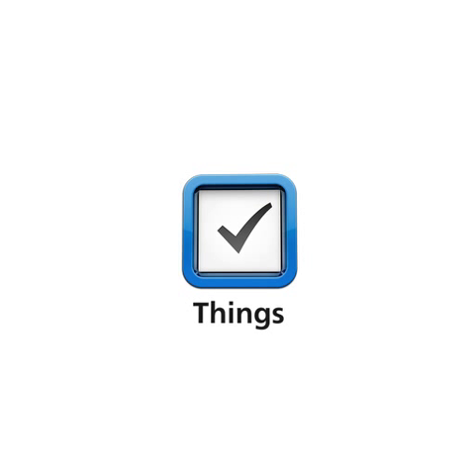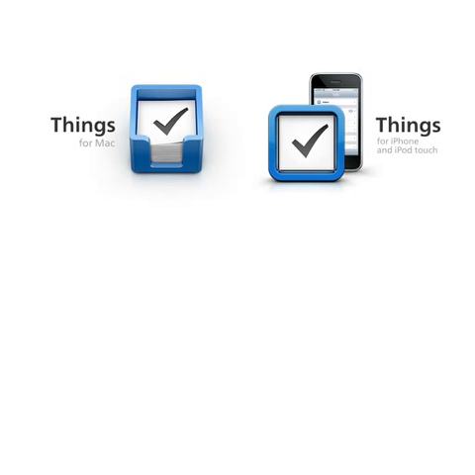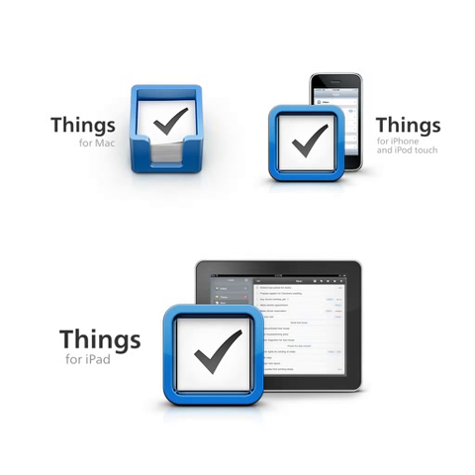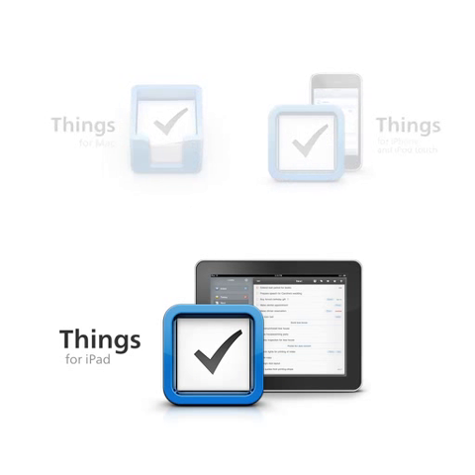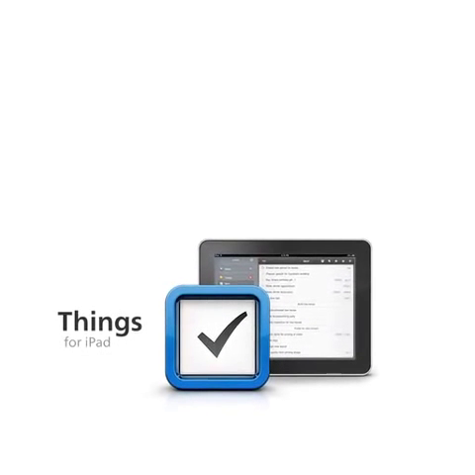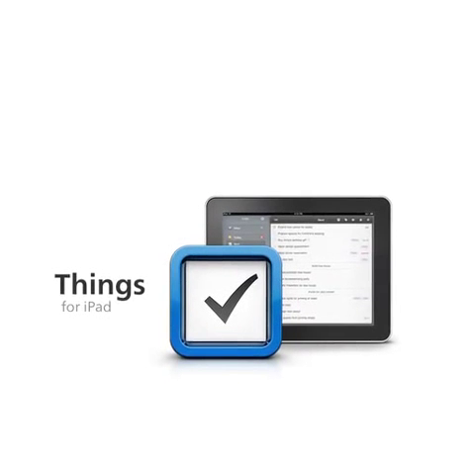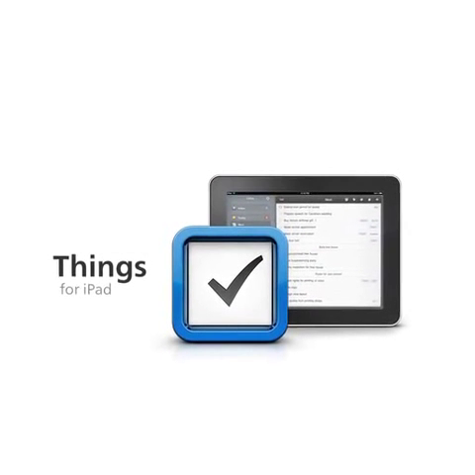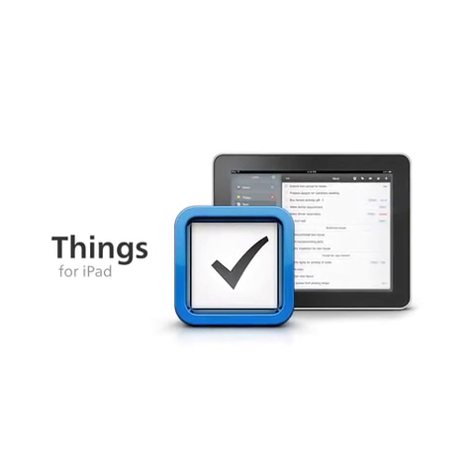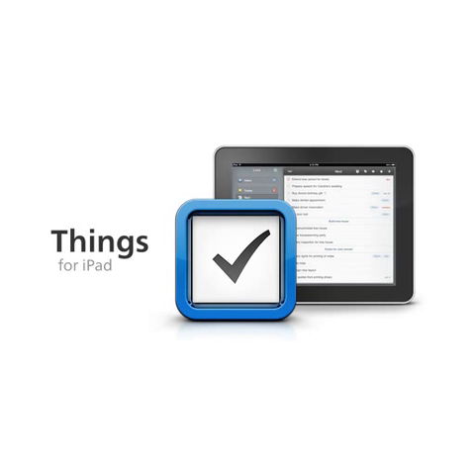Things is the award-winning task management application previously available for the Mac, iPhone and iPod Touch, but now also available on the iPad. With the introduction of a brand new native iPad version, Things for iPad has been specifically designed to take full advantage of the unique features of the iPad, and can be used either as a completely standalone application or can sync with your Mac and other mobile devices.